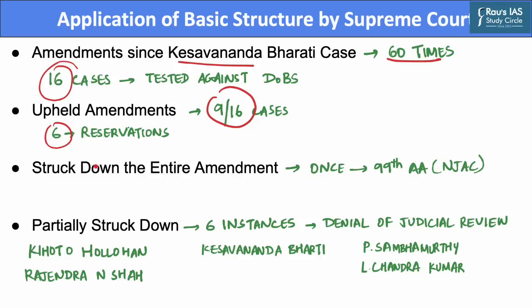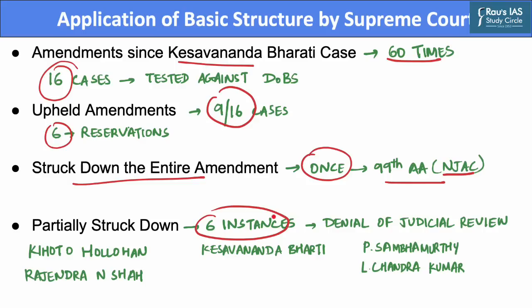The Supreme Court has struck down a constitutional amendment in its entirety only once, that was the 99th Constitutional Amendment Act of the year 2014, which established the National Judicial Appointments Commission, or the NJAC, a body that would have been responsible for the appointment and transfer of judges, replacing the current collegium system. The amendment was struck down by a constitutional bench on the ground that it threatened judicial independence, which, according to the court, was a basic feature of the Constitution.